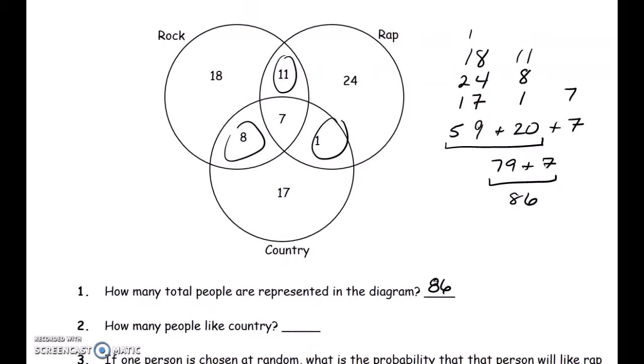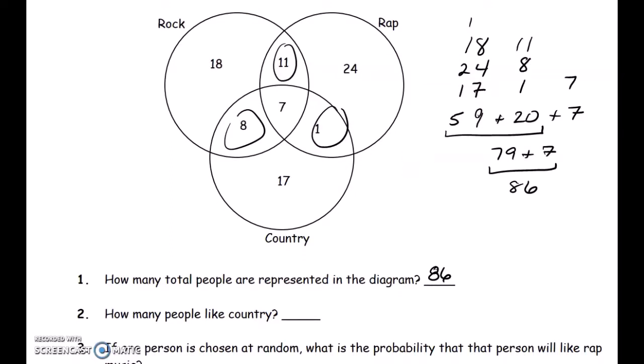So now if we're asked how many people like country, well, all of the people that like country are represented in this pink circle. So I have to add up all 4 of these digits. 8 and 8 are 16, plus 17 is 33.